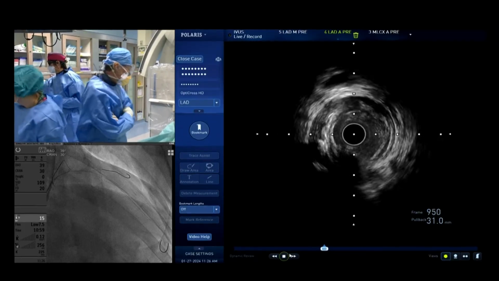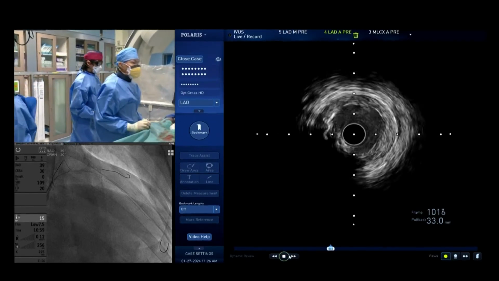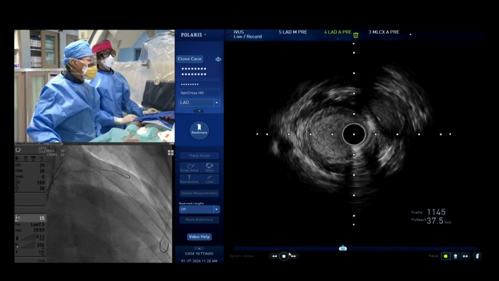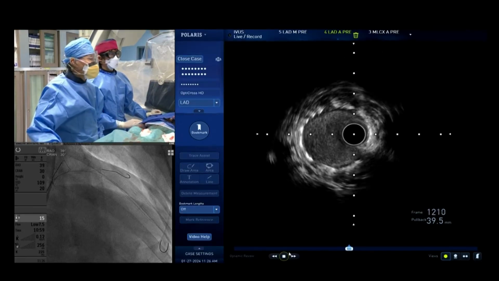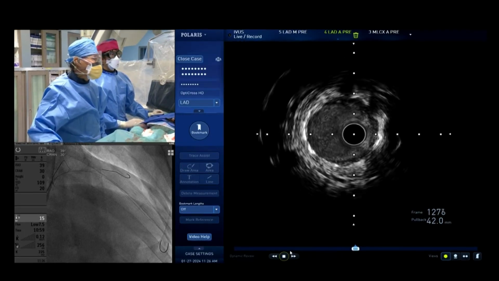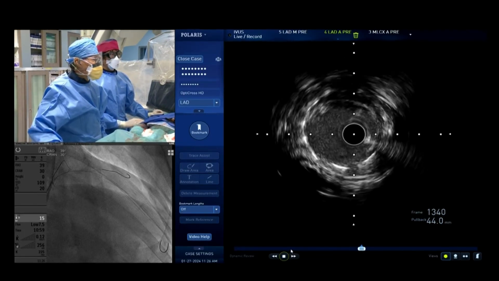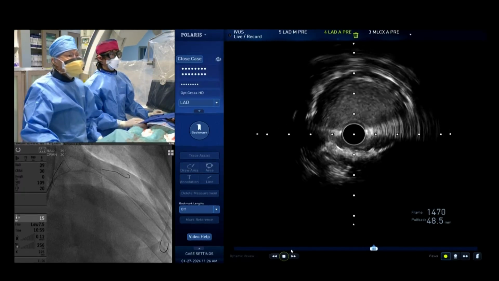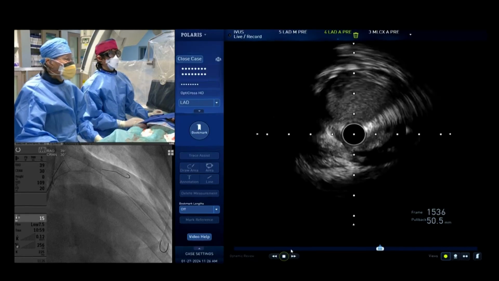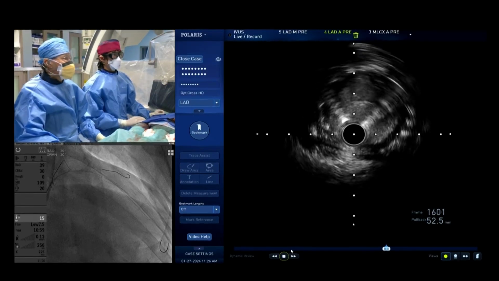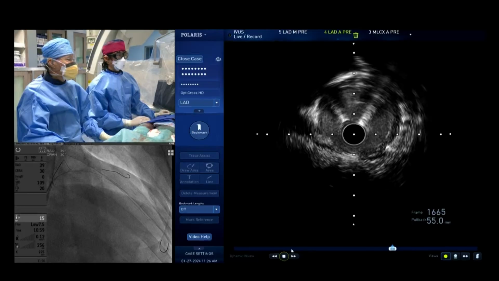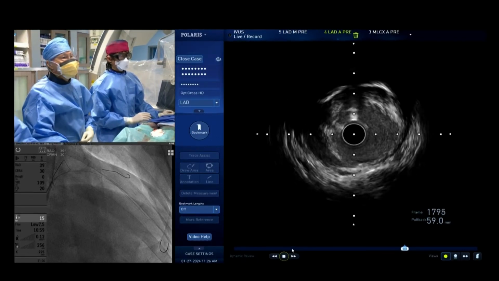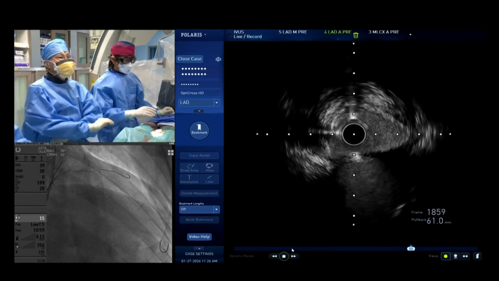What are you planning to do? So we're going to DCB the in-stent restenosis because there's also a diagonal there as well. Then we will implant a stent to cover from the ostium of the left main into the proximal LAD. So that's our strategy. Then at the end we will DCB the middle portion. Okay, I think that's a reasonable approach here.